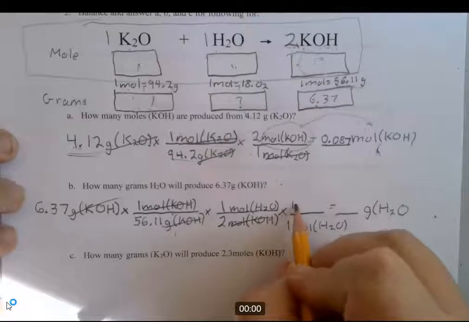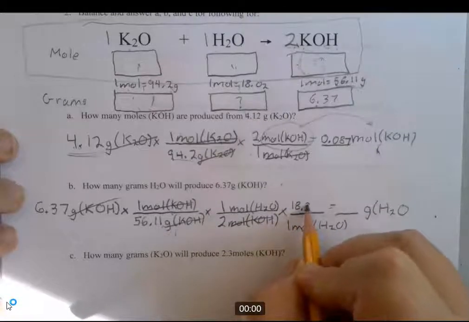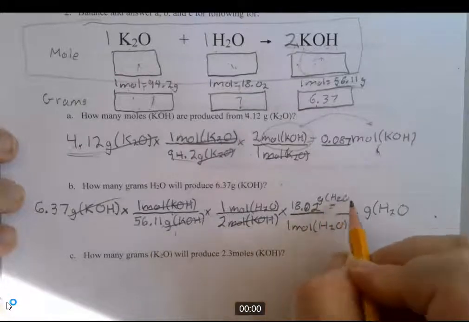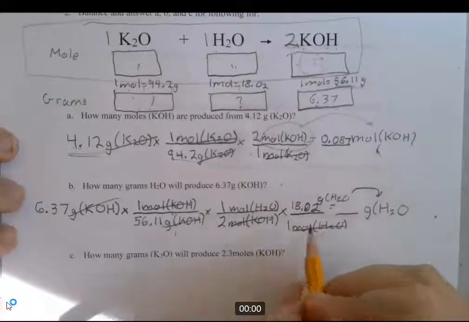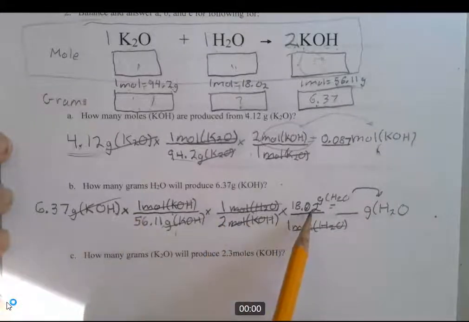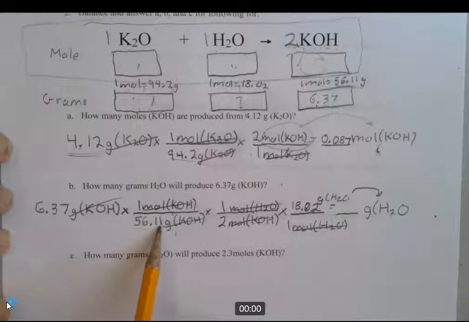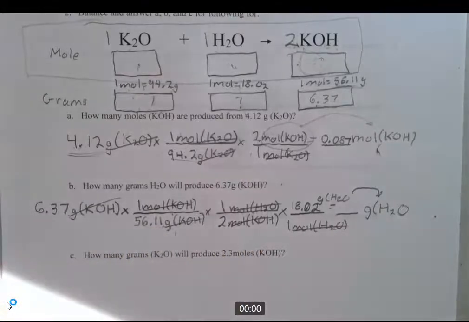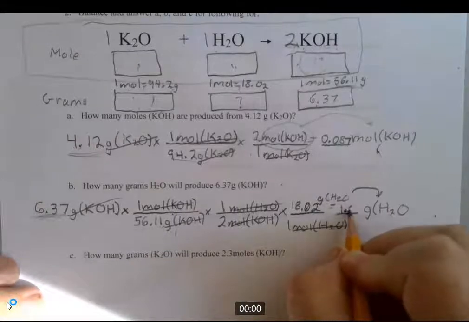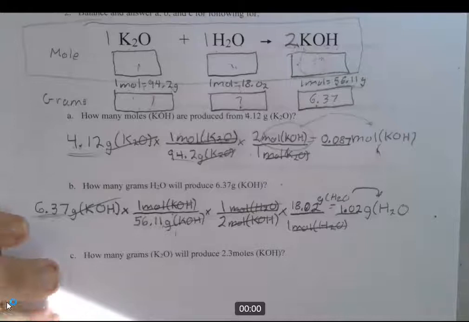And I need grams of water to be on top to be the last man standing. That's grams of H2O, which is going to be there. So moles of H2O cancels. And so it's 6.37 times 1 times 1 times 18.02 divided by 56.11 divided by 2, and that'll give us our answer. And that gives us 1.022, and we can go to 3 significant figures because of that, so we're going to call that 1.02. All right, there's our answer right there.